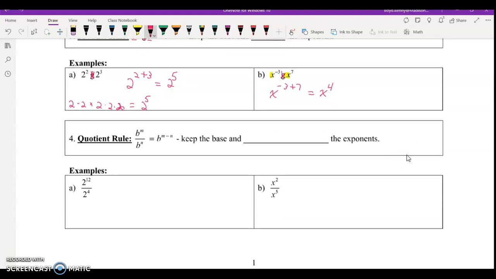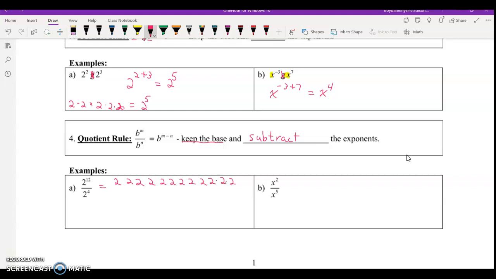All right, so what about the quotient rule? If when we multiply like bases, we add the exponents, when we divide like bases, we're going to keep the base, don't divide, keep the base, and we're going to subtract the exponents. Don't subtract the bases, subtract the exponents. Okay, so in this case, let me show you how this works out. If we've got 2 to the 12th, we're going to have 12 2's up here. Oh my goodness, that's a bunch. 4, 5, 6, 7, 8, 9, 10, 11, 12.